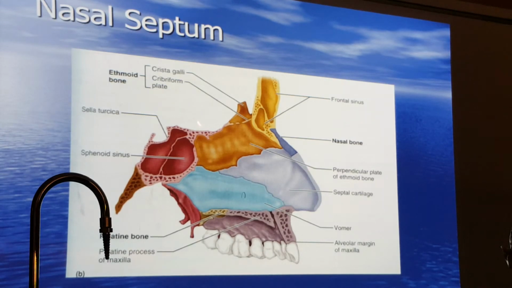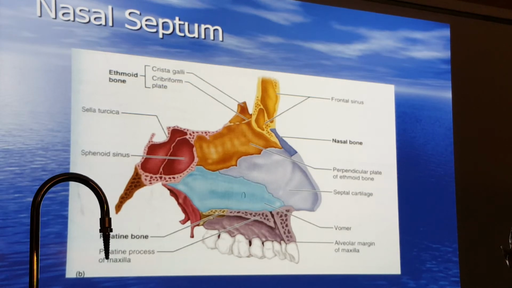Okay? The nasal septum is formed from 2 bones, the perpendicular plate of the ethmoid and the vomer. The vomer has no other reason for being than for participating in the nasal septum. The rest of it is cartilage.